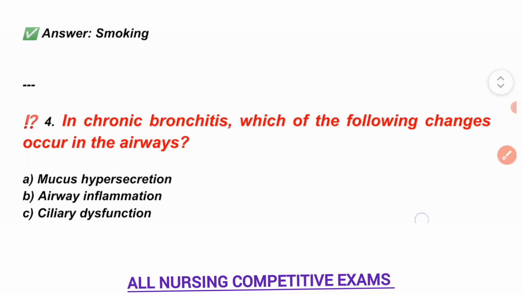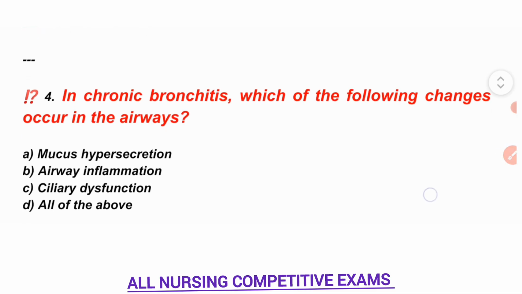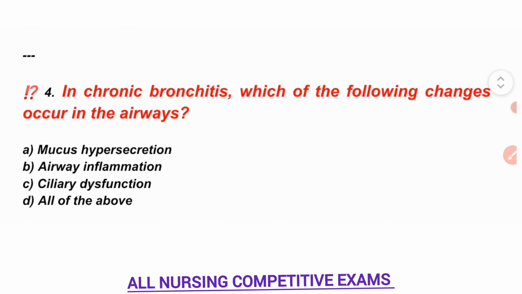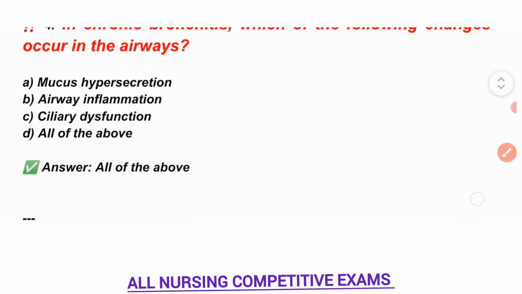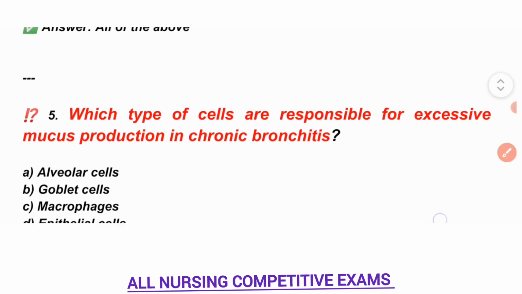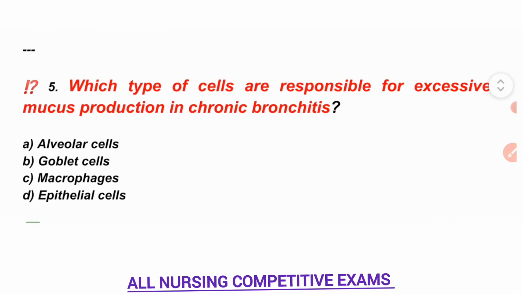Question number 4. In chronic bronchitis, which of the following changes occur in the airways? The right answer is option D, all of the above. Question number 5. Which type of cell is responsible for excessive mucus production in chronic bronchitis? Right answer is option B, goblet cell.